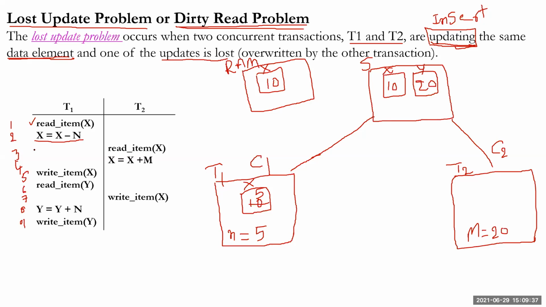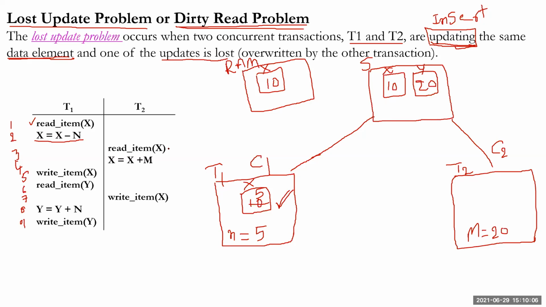Now interleaving could take place. Now the turn comes to transaction T2. Transaction T2's turn will be taken here. There is one modification on X which has been done by transaction T1, which is not reflected in the server. In the server, what is the value? 10 as usual. So the previous state value has been maintained.